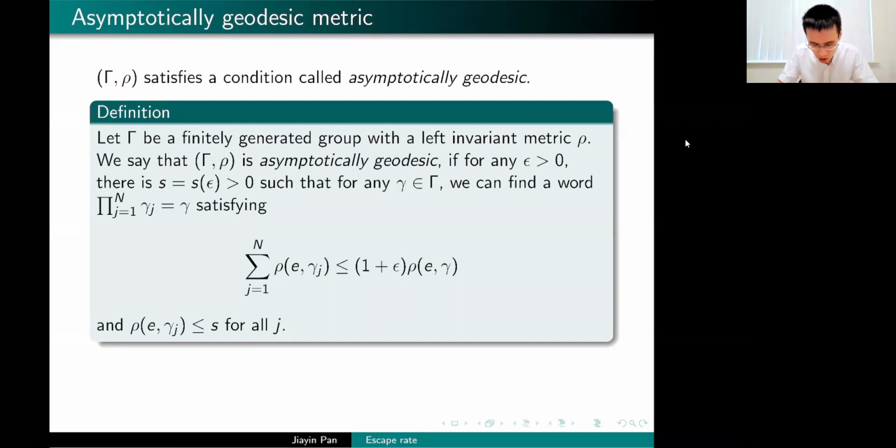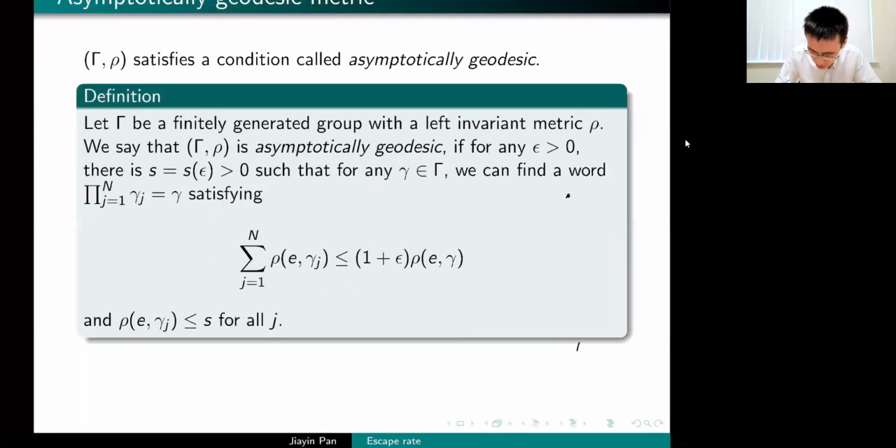So we say such a (gamma, rho) is asymptotically geodesic if for any epsilon we can find S, which only depends on epsilon, gamma and rho, such that for any gamma, we can find a word. So we write gamma as a product of gamma j, so that when you're adding up all these words, any of the lengths of these words is very close to the length of gamma.